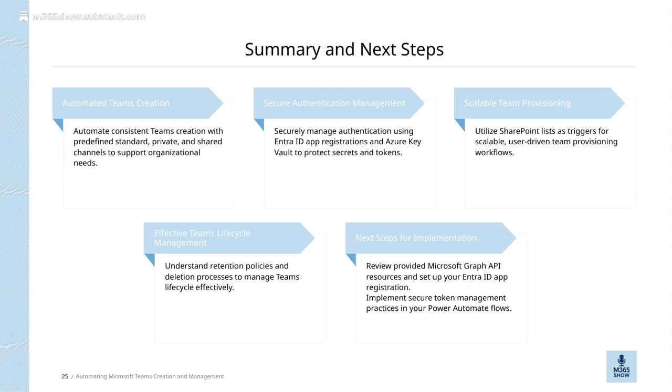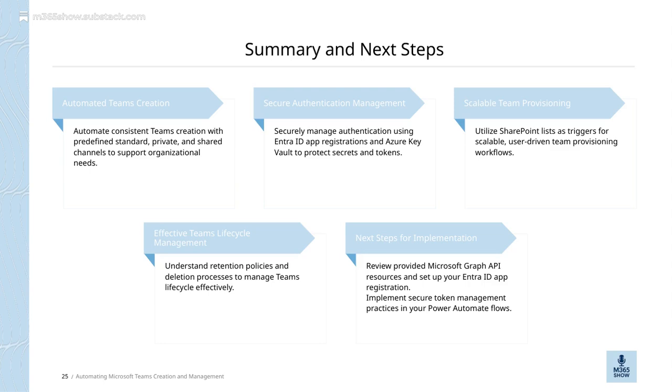Next, focus on implementing secure token management practices within your Power Automate flows. Protecting your authentication tokens is vital to maintaining the security of your automation processes. Moving forward, understanding retention policies and deletion processes will help you manage the entire team's lifecycle more effectively. Knowing when and how to retain or delete teams ensures your environment stays organized and compliant. Additionally, leveraging SharePoint lists as triggers can make your workflows more scalable and user-driven. This approach empowers users to initiate team provisioning easily and at scale.